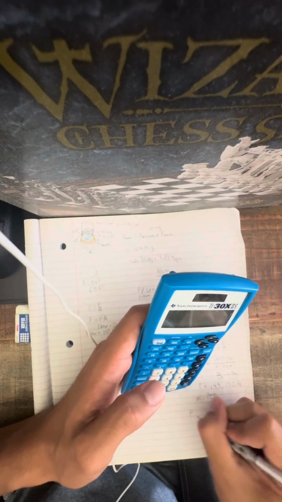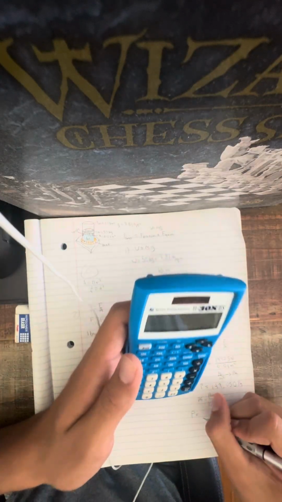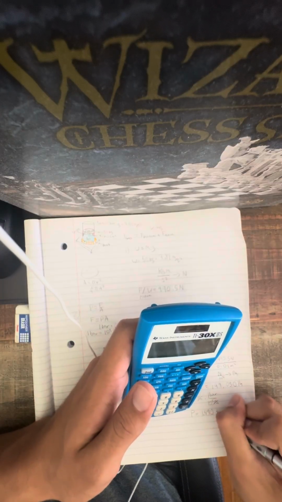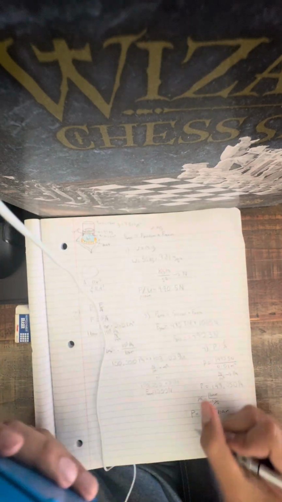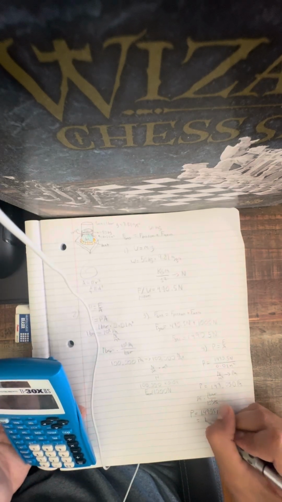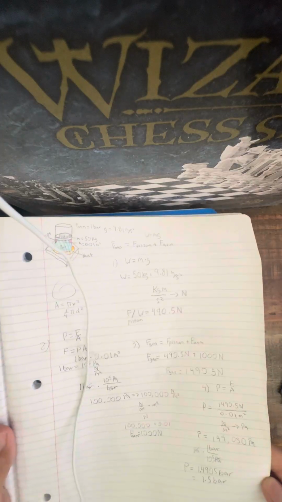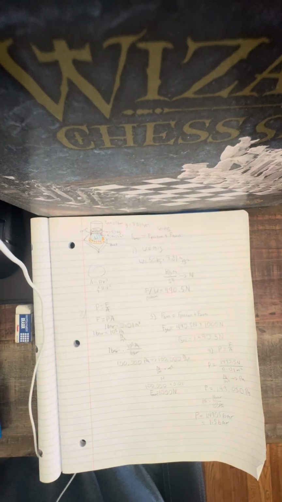Perfect. So now you have your final pressure needed to lift the piston from static equilibrium: 1.4905 bar. But we could round that up to 1.5 bar. Perfect. And now you have solved how to find the pressure needed to lift the piston from static equilibrium.